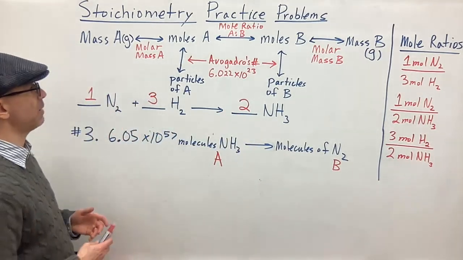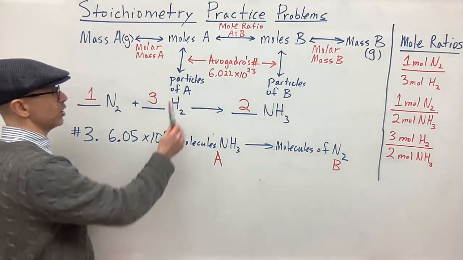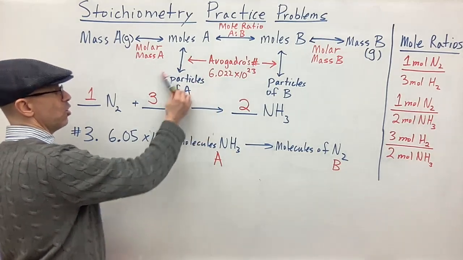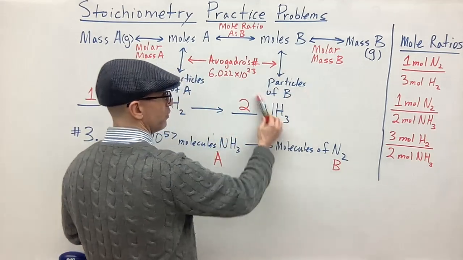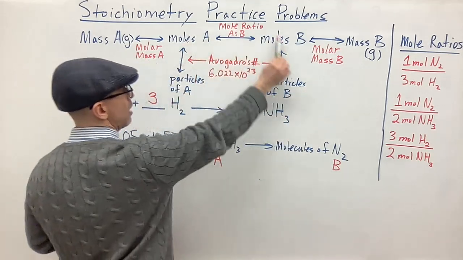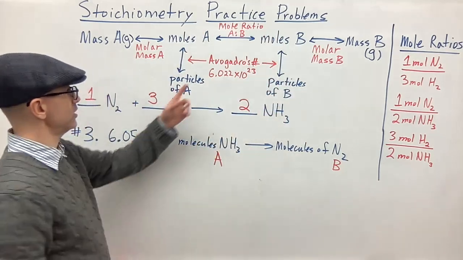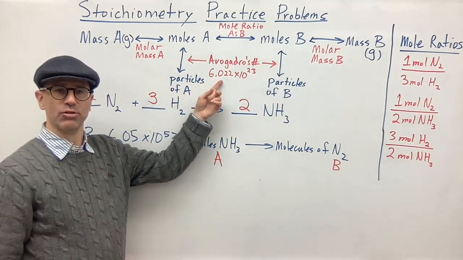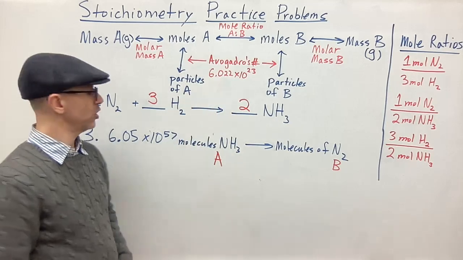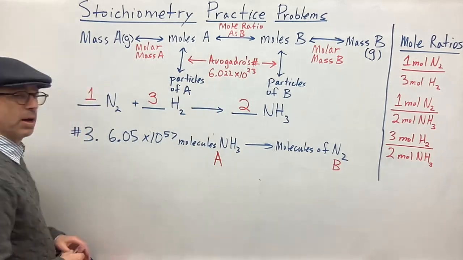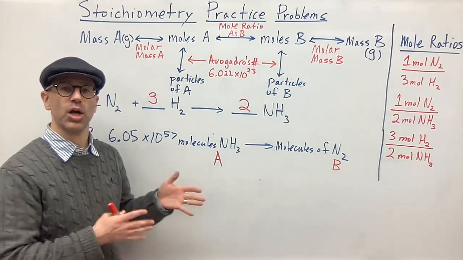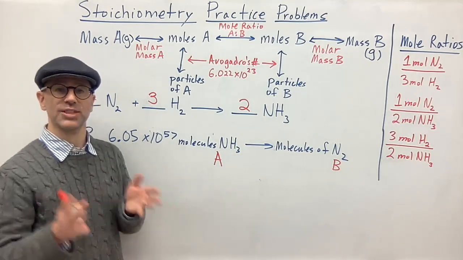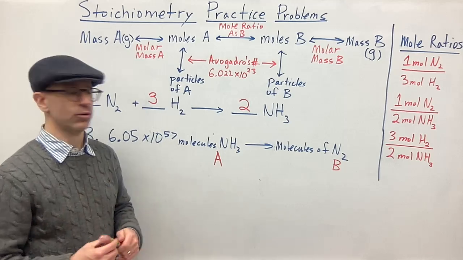So where am I beginning on my map? Well, molecules is a particle. So I'm beginning here with particles of A, and I want to get to here with particles of B. So I'm going to have to go this route here. My first step is to use Avogadro's number to convert particles to moles. Remember, Avogadro's number is 6.022 times 10 to the 23rd. That's 1 mole. So 1 mole is equal to that number of particles.